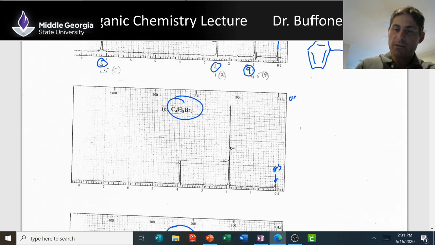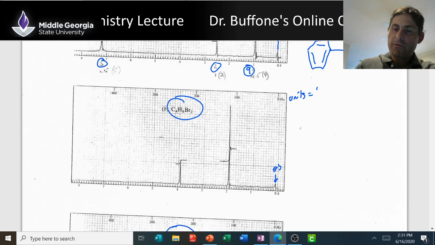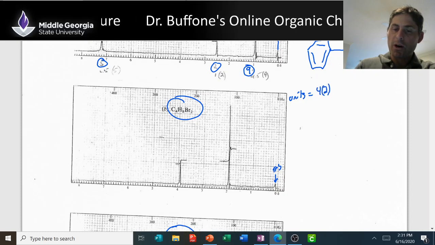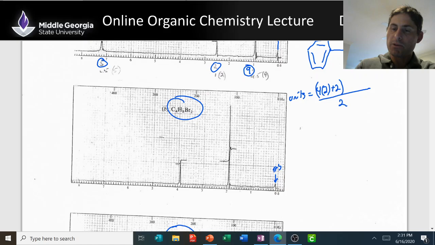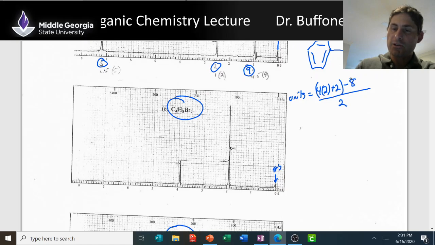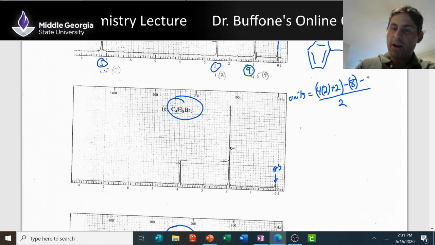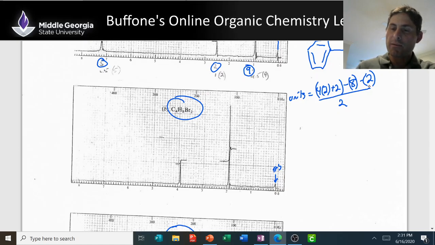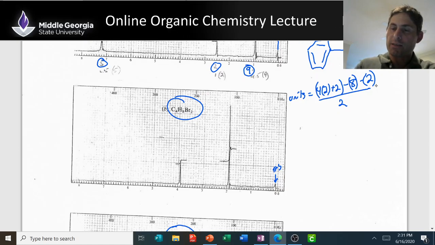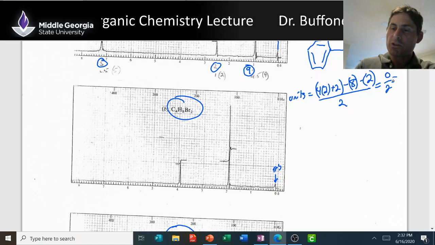C4H8Br2. So units of unsaturation: 4 carbons times 2 plus 2. That's how I treat carbon. I'm going to divide everything by 2. Minus 8 hydrogens, and also minus the number of halides, 2 bromides. So 4 times 2 is 8, plus 2 is 10. Minus 8 and minus 2 is 0. No units of unsaturation here. 0.